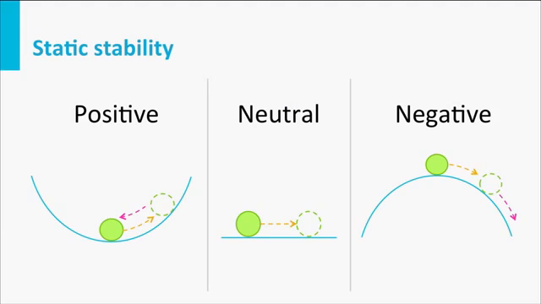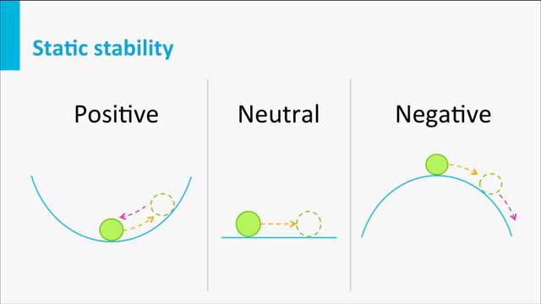You see the alternatives next to it in the center. If it would be a flat surface, and you move it to the side, nothing happens. And that's what we refer to as neutral static stability. So the initial reaction is neutral, zero.